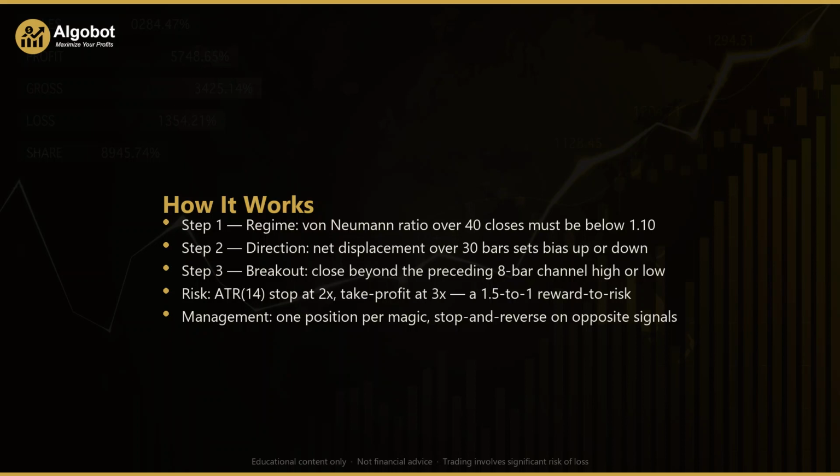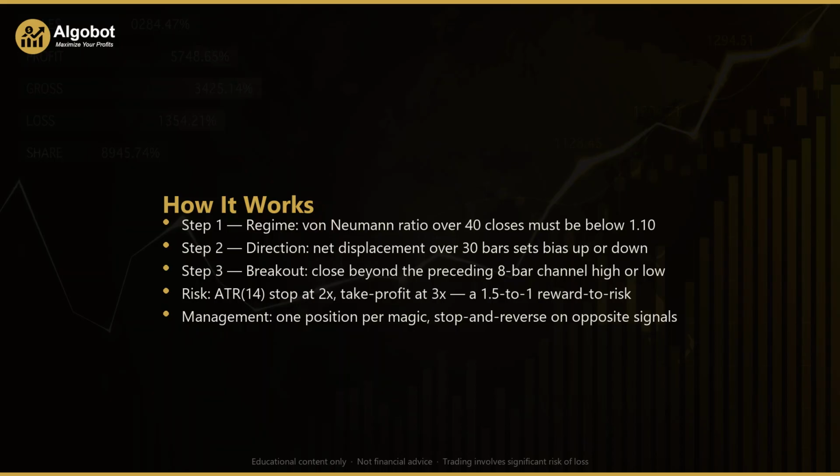So an entry needs all three ingredients together: a smooth path, a clear direction, and a fresh breakout in that direction. When a valid signal appears, the strategy sizes its risk from the average true range over 14 bars. The stop loss is placed 2 ATRs from the entry price, and the take profit is placed 3 ATRs away. That's a reward-to-risk ratio of 1.5 to 1, defined entirely by current volatility rather than a fixed pip distance.